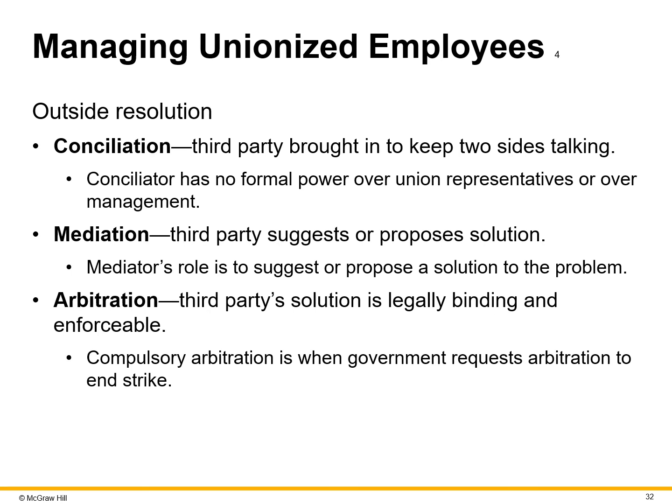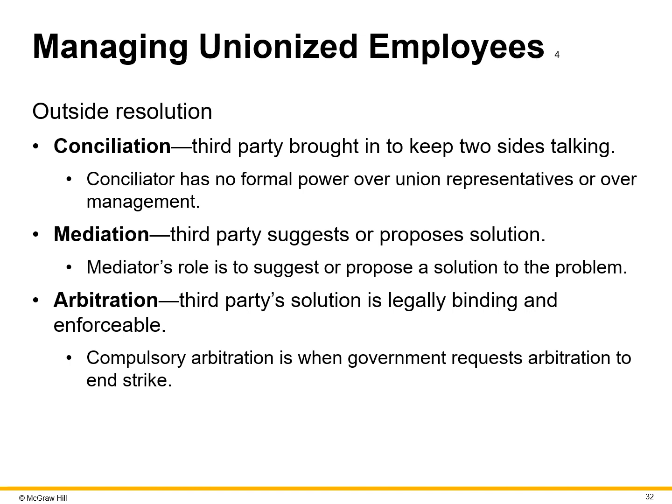Outside resolution may be necessary if other means of dispute resolution fail. In such cases, the parties have three choices: conciliation, mediation, or arbitration. Conciliation involves the use of a neutral third party, a conciliator, to keep labor and management bargaining. The conciliator's goal is to get both parties to focus on the issues and prevent negotiations from breaking down.